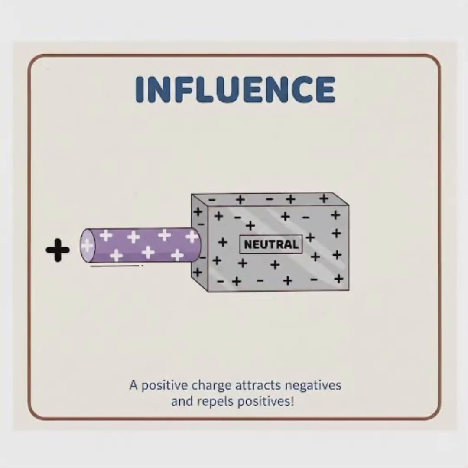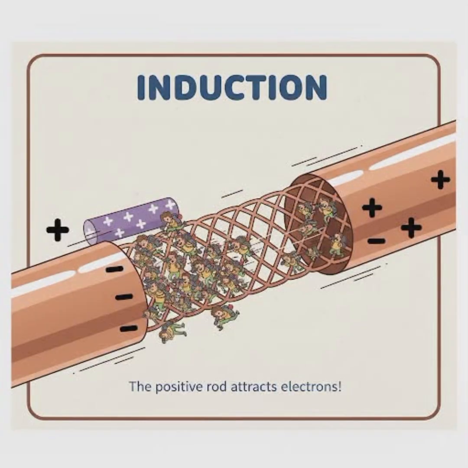Let's start our bumper car race. Scenario 1. A charged rod moves close to a neutral conductor. Because the conductor's electrons are free to move, they rush toward a positively charged rod. This process is called induction. The conductor separates into regions: opposite charge near the rod and like charge pushed farther away.